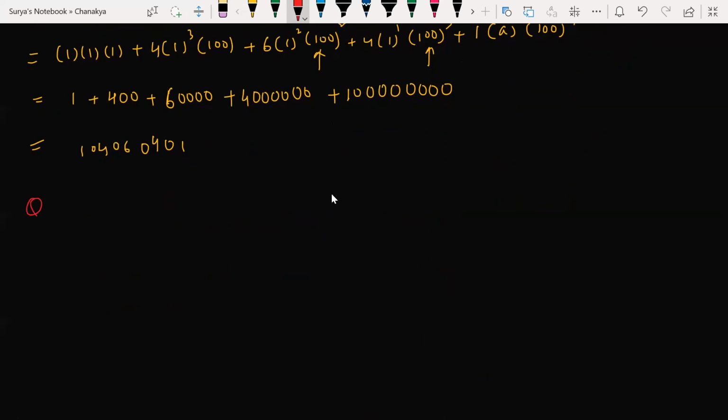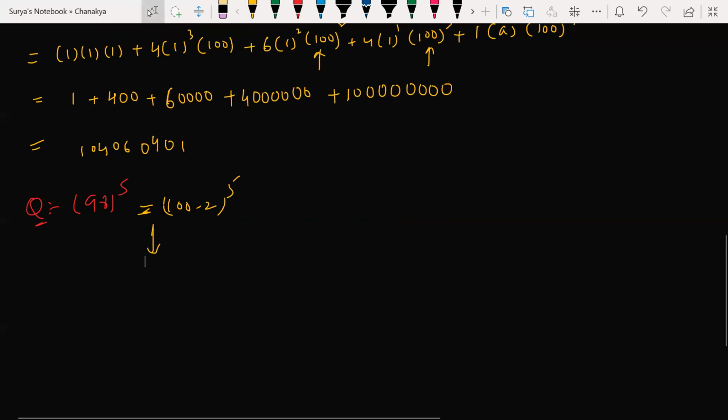So next, 98 to the power of 5. How can you write this? You write it like this: 100 minus 2 to the power of 5, and simplify as per the formula. Okay, it's a very simple question. Please do solve this. So homework.